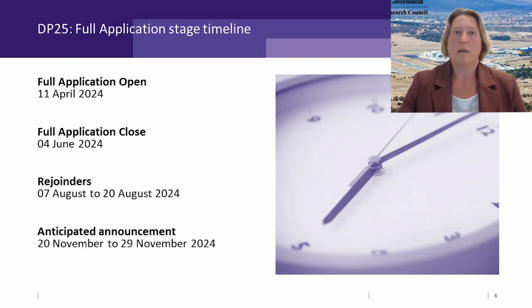Full applications for the Discovery Projects 2025 round opened for submission in RMS on the 11th of April 2024. The full application closing date is the 4th of June 2024. The rejoinder period is from the 7th to the 20th of August 2024, and the anticipated announcement window will be from the 20th to the 29th of November 2024.